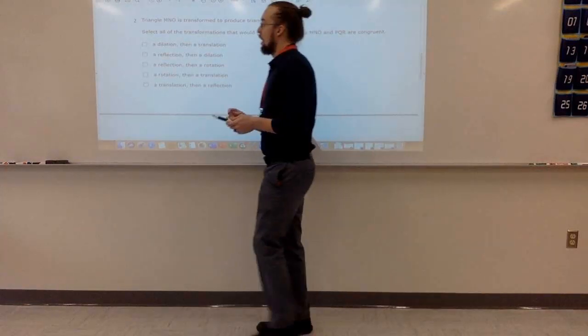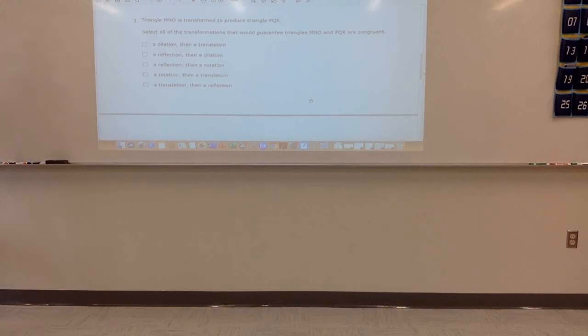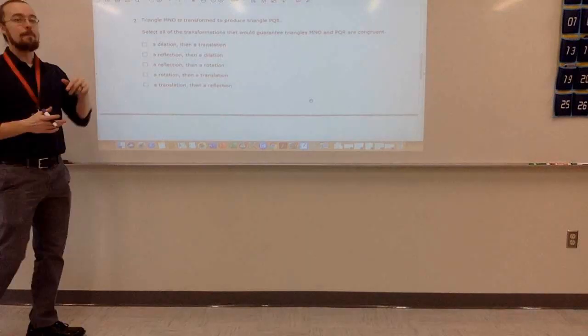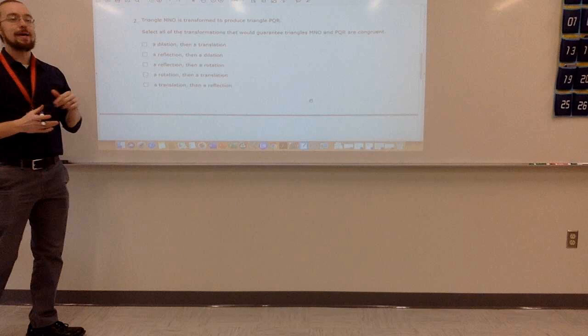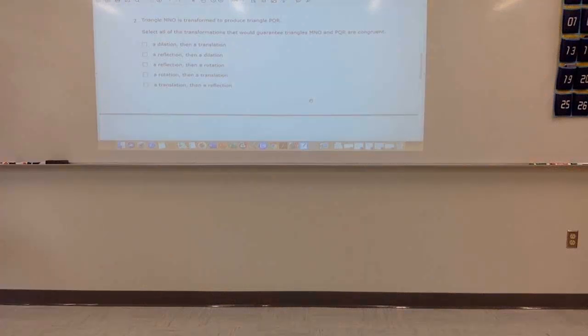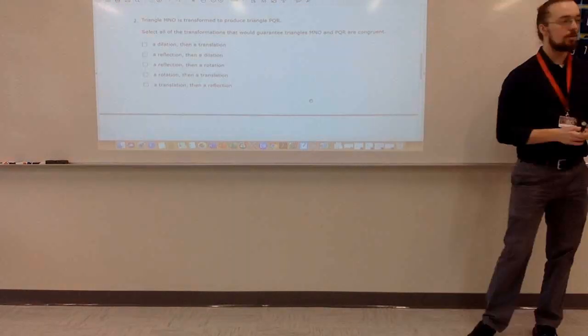So it says we have 2 triangles, right? Triangle MNO is transformed to create triangle PQR. We want to select all the transformations that would guarantee the 2 triangles are congruent. So we talked a little bit about this yesterday, right?